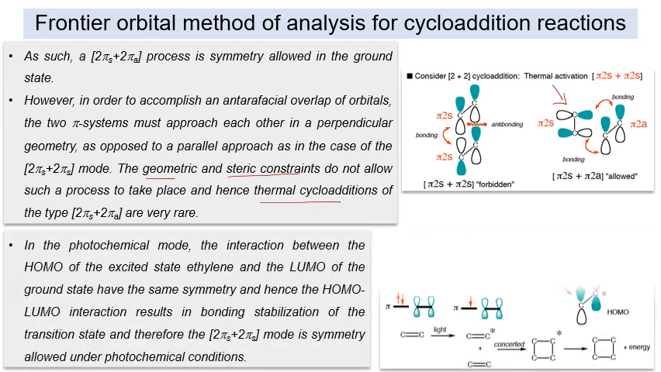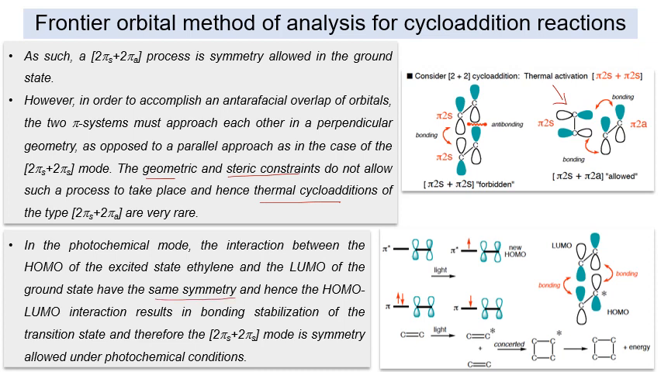So in the photochemical mode, as we go back, the interaction between the HOMO of the excited state ethylene, like I mentioned earlier, and the LUMO of the ground state have the same symmetry. And therefore, the HOMO-LUMO interaction results in a bonding stabilization of the transition state. Therefore, the 2πs plus 2πs mode is symmetry allowed in the excited state and therefore is permitted under photochemical conditions, as you can see from this particular diagram.